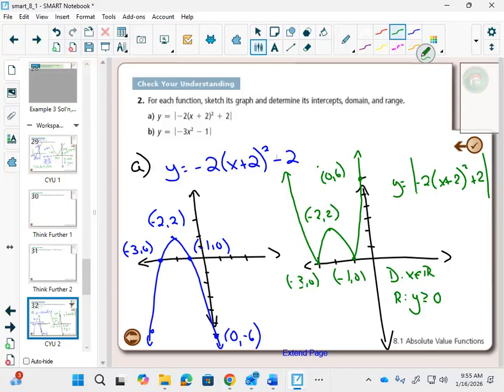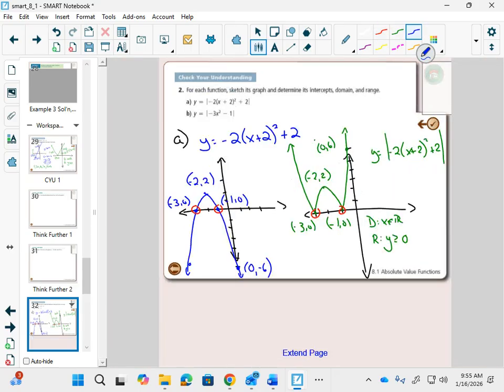So is it better to always sketch the original one first? Original one first? Yes. Because if you see the original one, what's going to be super important? These critical points are super important because those are the last points that stay the same, and your graph is going to change directions there. So let's look at the second one.